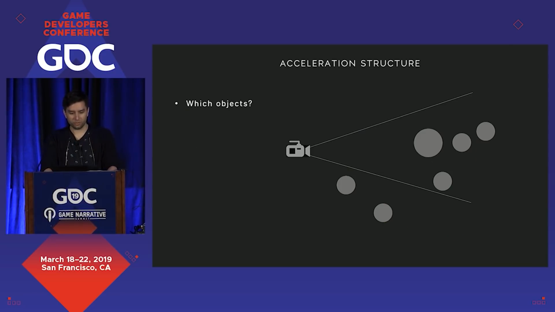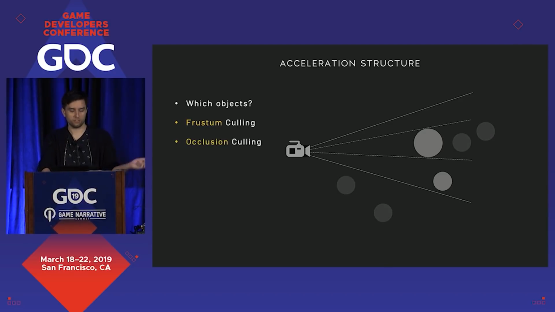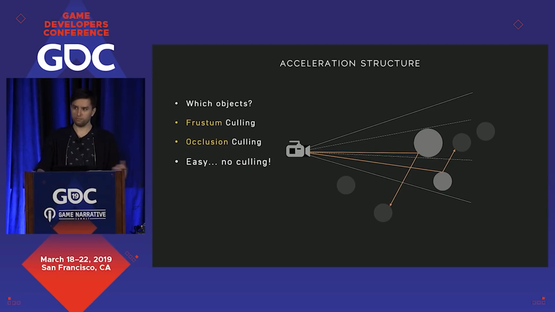So first of all, which objects do we keep in our acceleration structure? In regular rendering, you do frustum culling, and you do occlusion culling, and maybe distance culling and some other culling techniques. But these don't work very well with ray tracing because your rays can go anywhere in the scene, right? So the solution is quite simple: no culling for ray tracing.